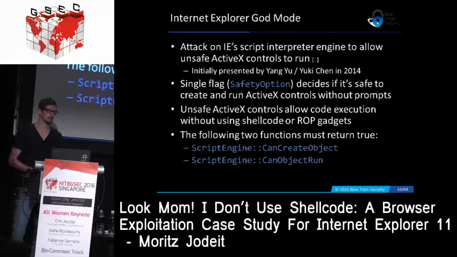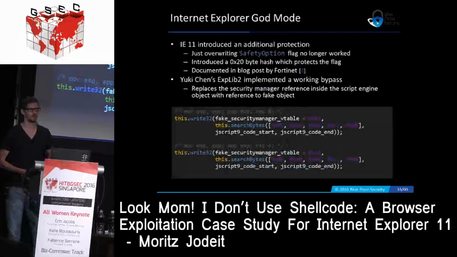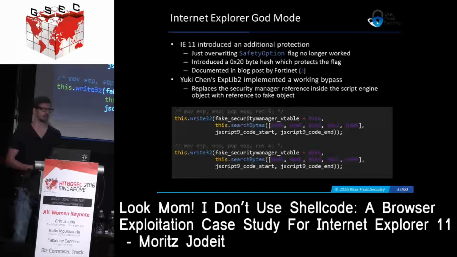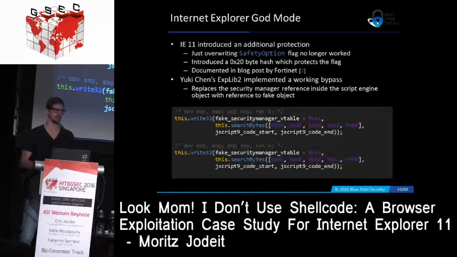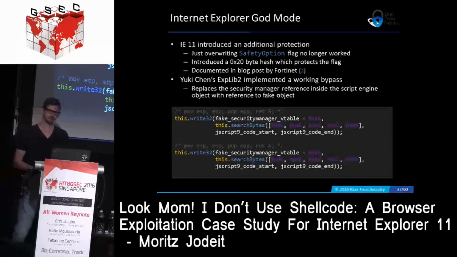So inside the code, there are two functions which are responsible for deciding if this is possible without any prompts, which are ScriptEngineCanCreateObject and ScriptEngineCanObjectRun. Once this was published, Microsoft decided to do something about it and tried to make it a little bit harder. And they introduced a 20-byte hash code. So this is basically a way of trying to prevent you from just overwriting a single byte. Some more details about this are nicely documented in a blog post by Fortinet.